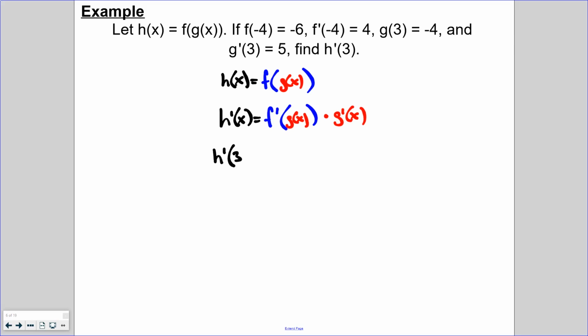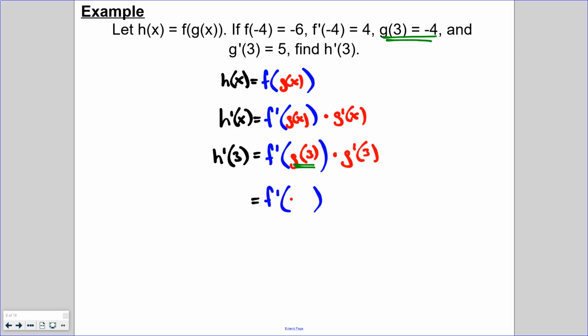So h prime of 3 is going to be equal to f prime of g of 3, and then times the derivative of g prime of 3. All right, well, let's see. We can't evaluate f prime until we evaluate the inside. So the first thing we're going to have to do is substitute in the value for g of 3. Unfortunately, we know the value for g of 3 is negative 4. So we can go ahead and substitute that in. So we're going to get f prime of, and we said g of 3 is negative 4.